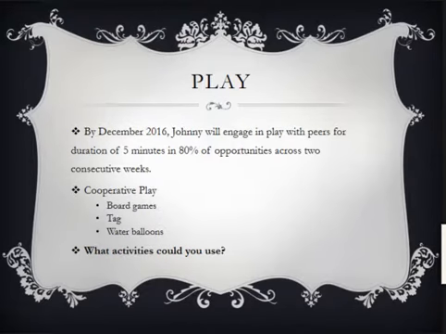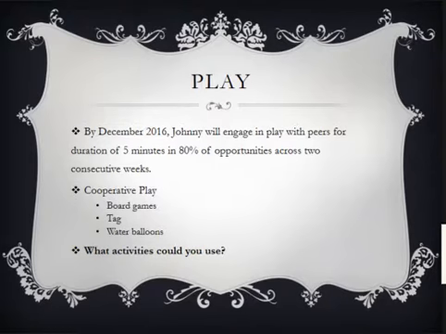Moving on to play. So the goal is written as by December 2016, Johnny will engage in play with peers for a duration of 5 minutes and 80% of opportunities across 2 consecutive weeks. So targeting cooperative play, and it could be anything: board games, playing tag, water balloons. The goal that you're working on is the duration. So you want to see how long Johnny is able to sustain play with another peer. The ultimate goal is written as 5 minutes.